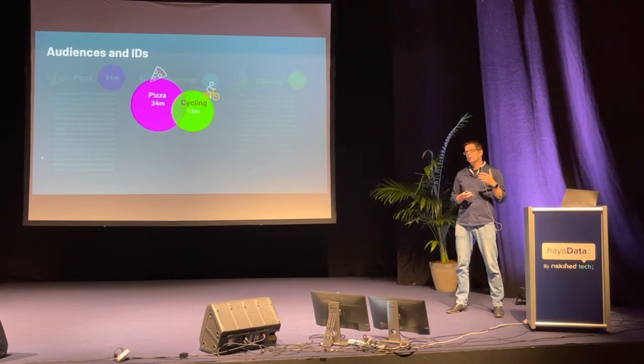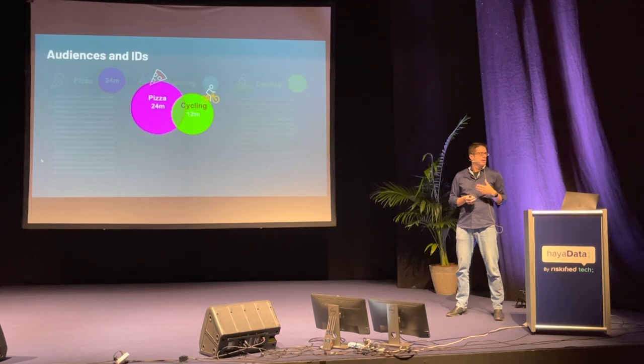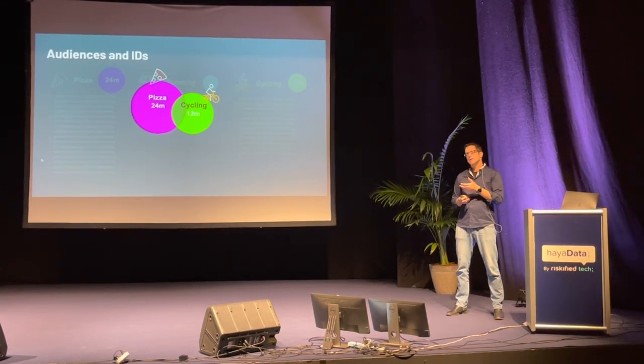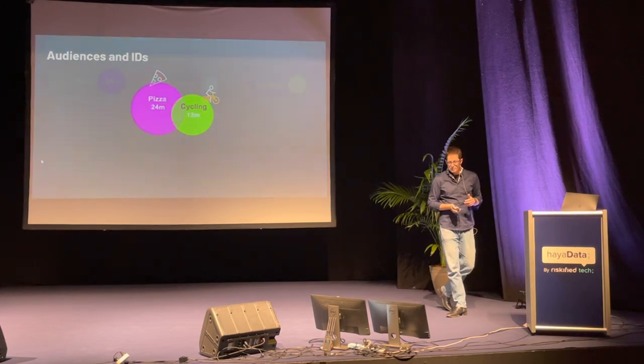So think about it. If there's some cycling event going on in this area and I'm a pizza chain, I might want to run a campaign during that time for people who are cycling enthusiasts and love pizza, and maybe send them a coupon to our pizzerias. So that's very useful data.